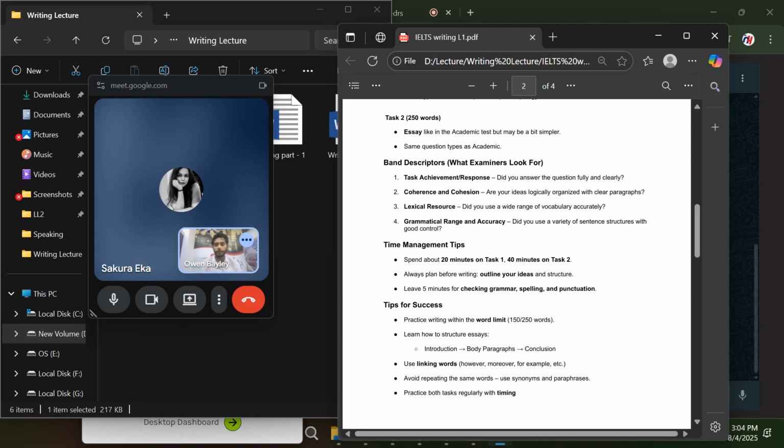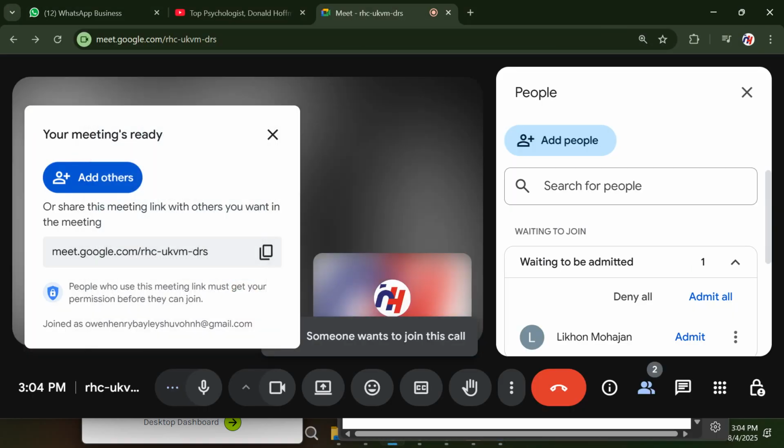So we cannot just answer in a simple way. We have to show that we have a good range of sentence structure, vocabulary, and control.